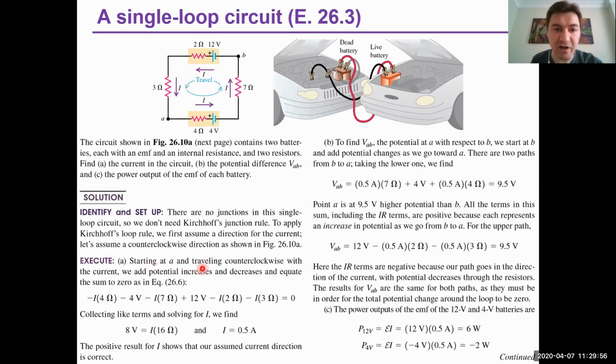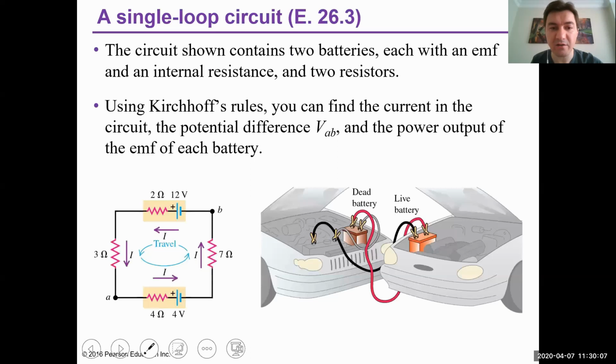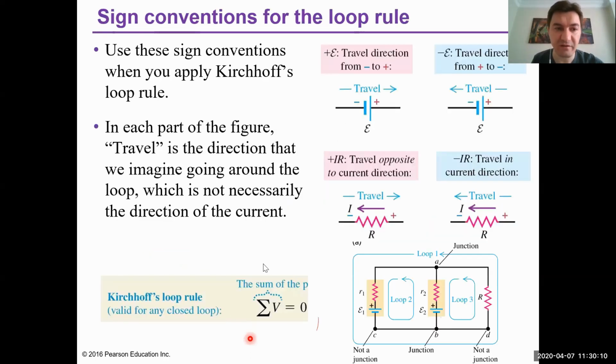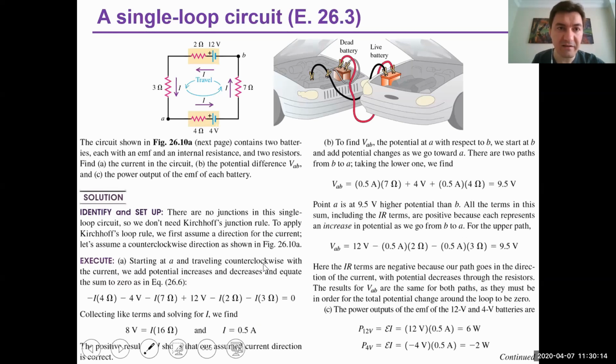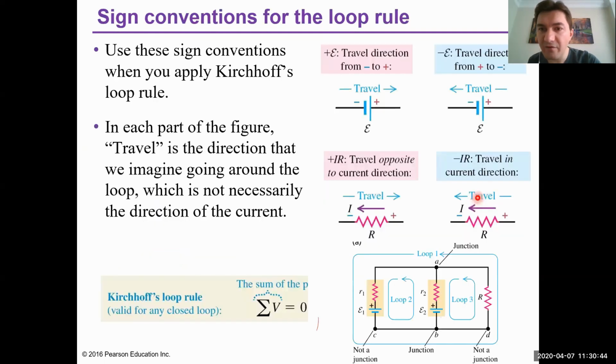Starting at A and traveling counterclockwise with the current, we add potential increases and decreases and equate the sum to 0, as in the equation. Here we will apply that rule, okay? We will get the sum of the potential differences. So now let's start from this one. Here we have an internal resistance of the EMF and current I is passing in that direction. The loop direction is also the same as the current. So for the resistors, if the direction of the current and direction of the travel are the same, then we will get negative I times 4 ohm from that resistor. Look at that one. Travel in the current direction, from the resistors we will get negative.